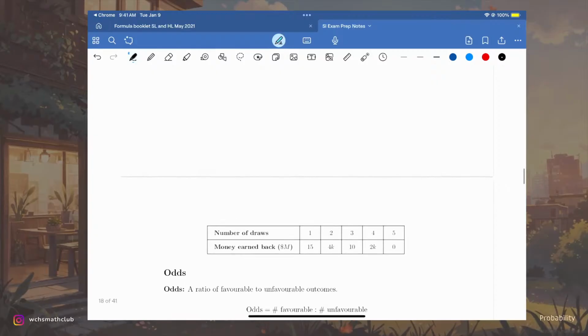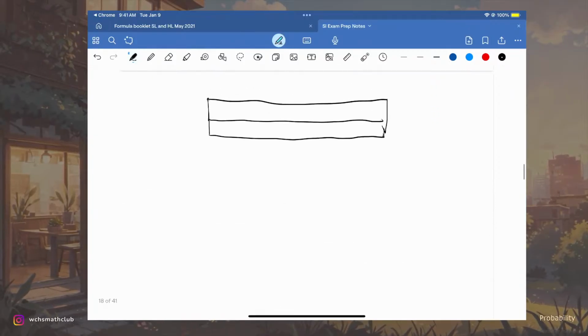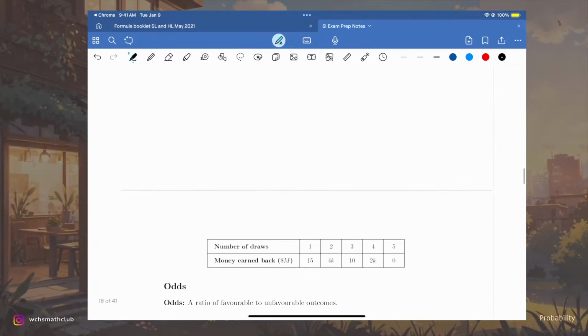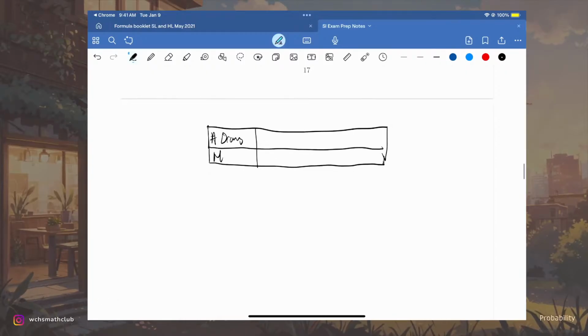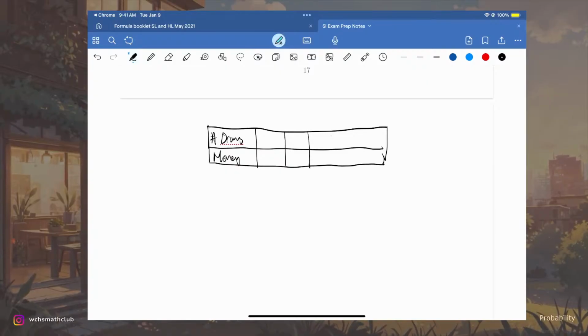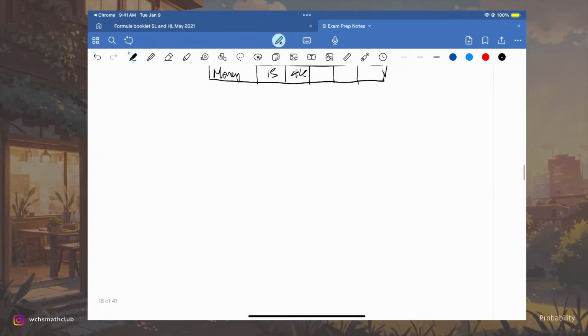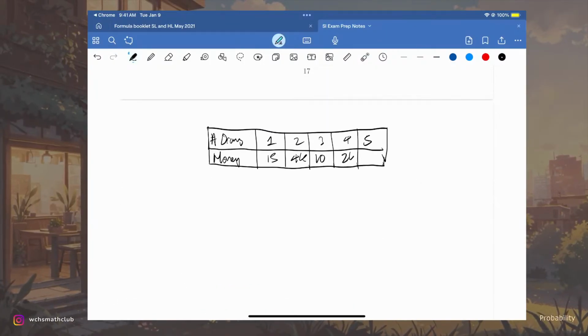There's like a blank page in the middle, so number of draws, and then money earned. I need 5 rows. 1, 2, 3, 4, 5. And then 15, 4K. 10, 2K. And then on their fifth draw, you get 0.